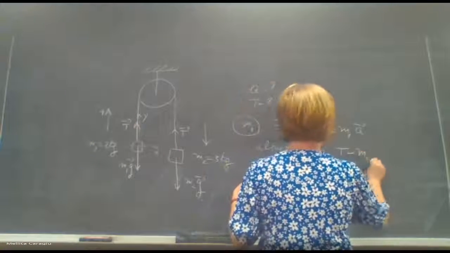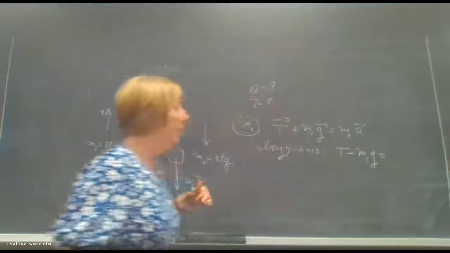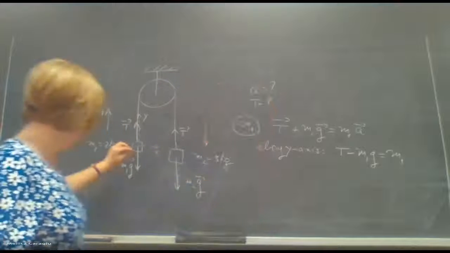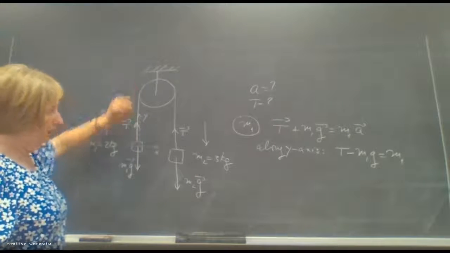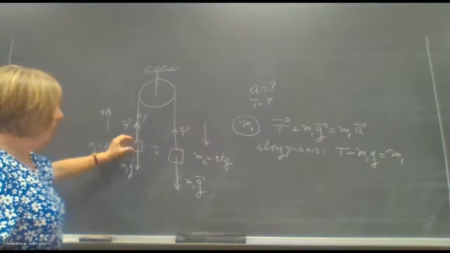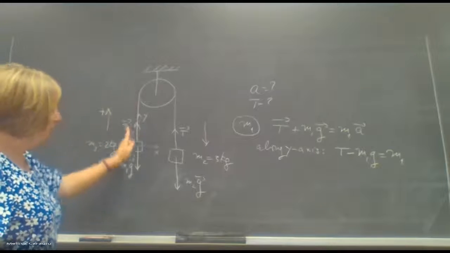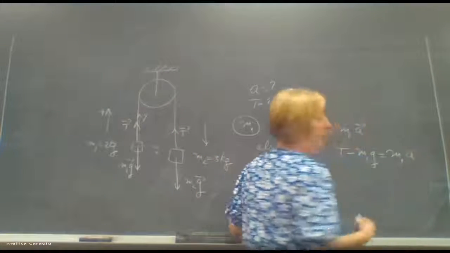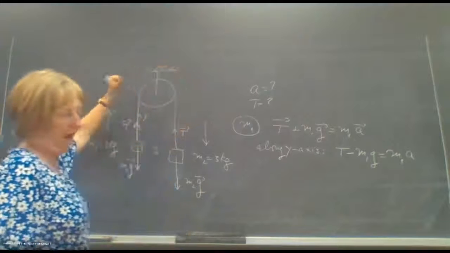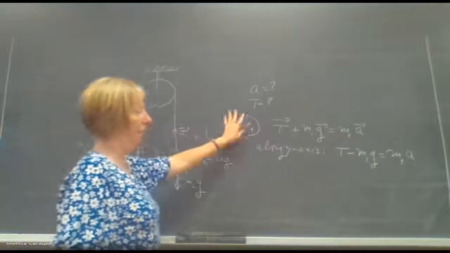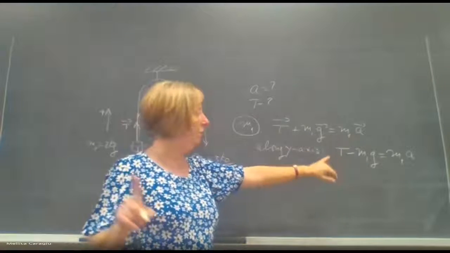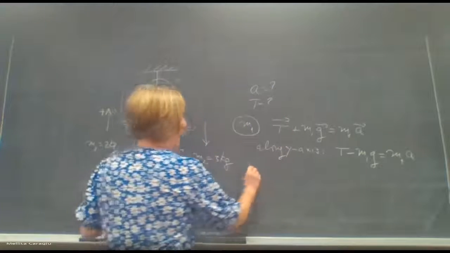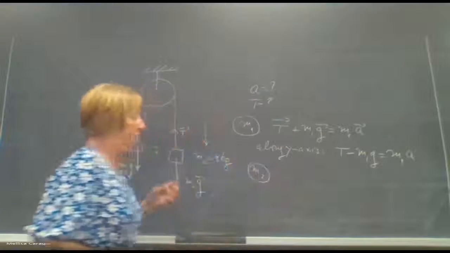So T minus M1G equals, and now let's see, M1 times the acceleration of this object, which will be along the y-axis. And since the object moves up, its acceleration is up, therefore acceleration is expected to be a positive value. That's all for M1. And this is one equation, two unknowns. The two unknowns will be tension and acceleration. You move on to mass M2.